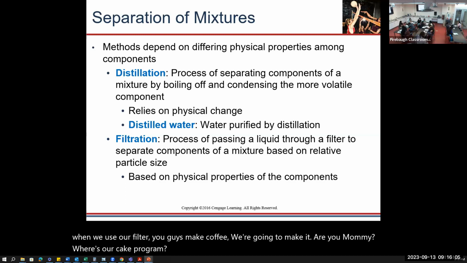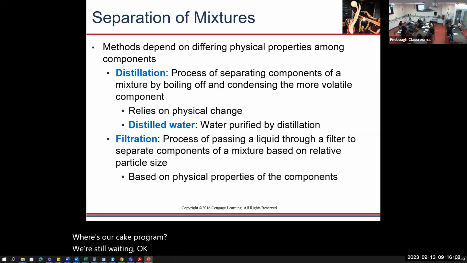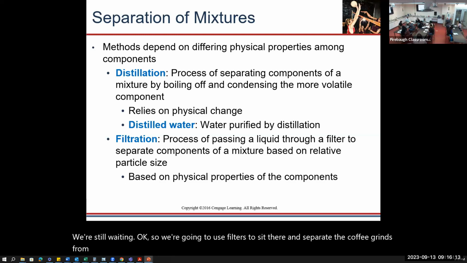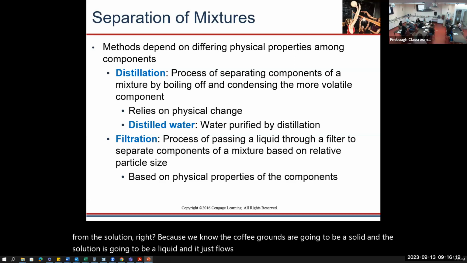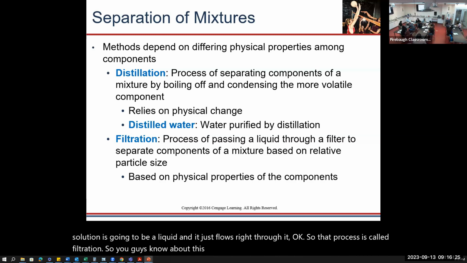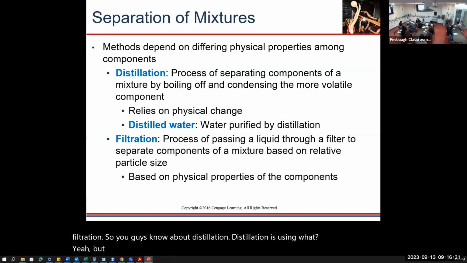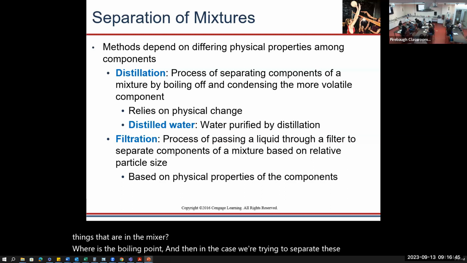We're still waiting. Okay, so we use filters to separate the coffee grinds from the solution, because we know the coffee grinds are a solid and the solution is a liquid, and it just flows right through. That process is called filtration. So you know about distillation. Distillation is using what? That's the equipment you're using, but what properties of the different things in the mixture are you using? We're using the boiling point. And in the case where we're trying to separate a solid from a liquid, we can use filtration.